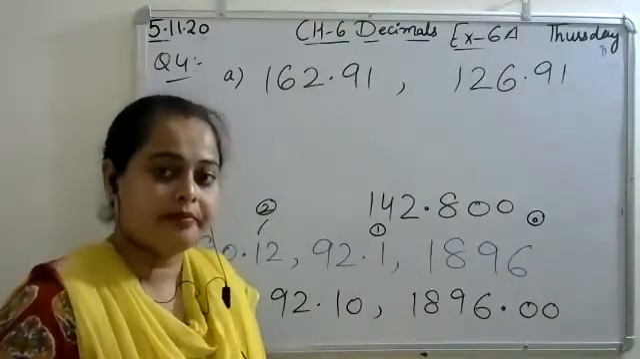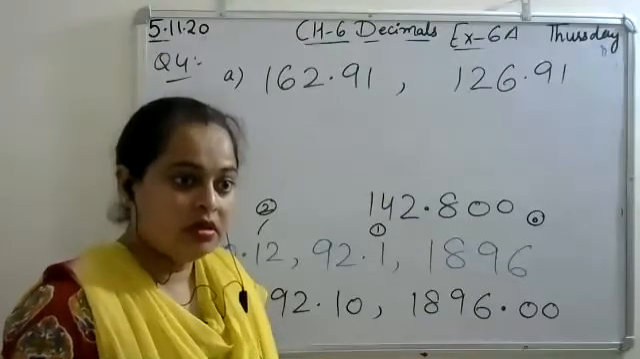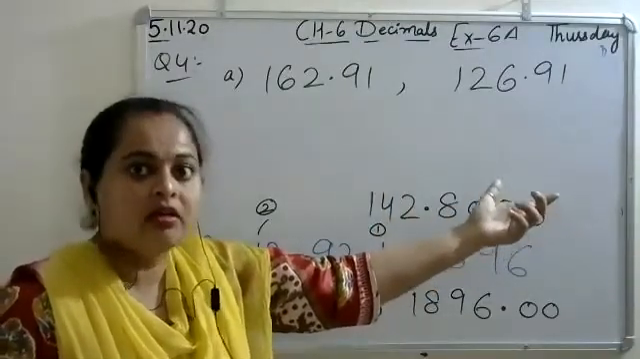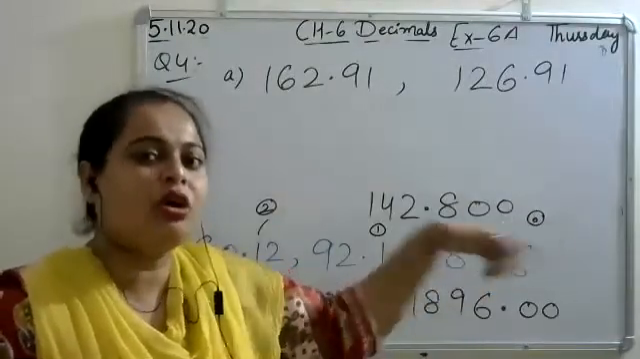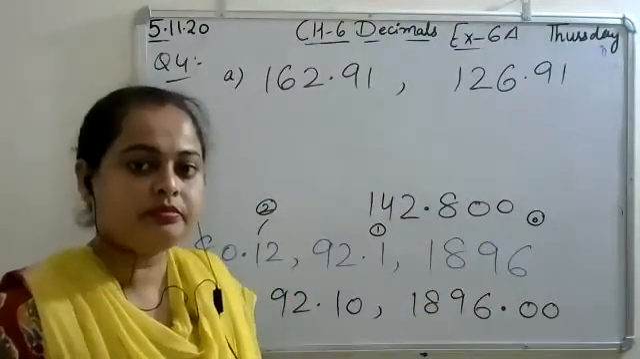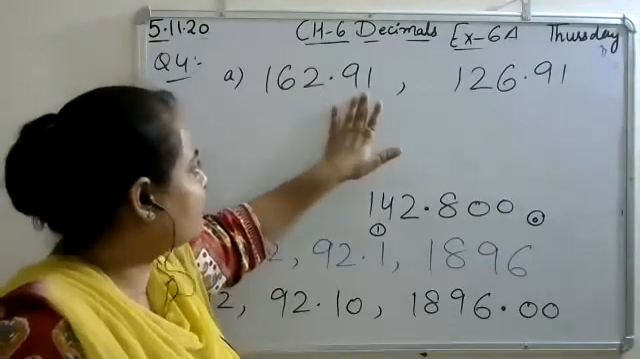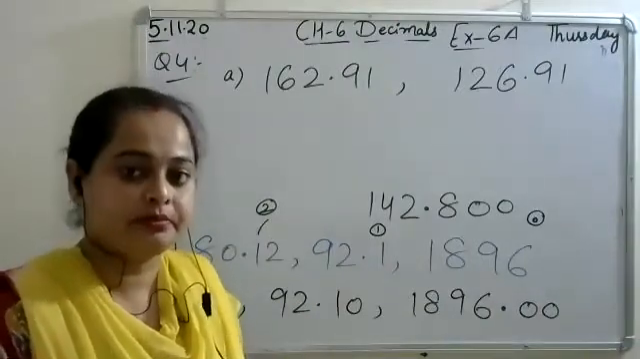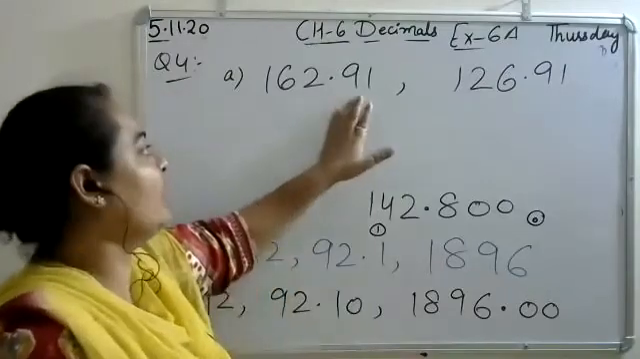Yes, tell me. Because they are after the decimal, on the right hand side. After the decimal on the right hand side, we will use which system? Indian system or decimal system? Decimal system. That's why this is not 91.